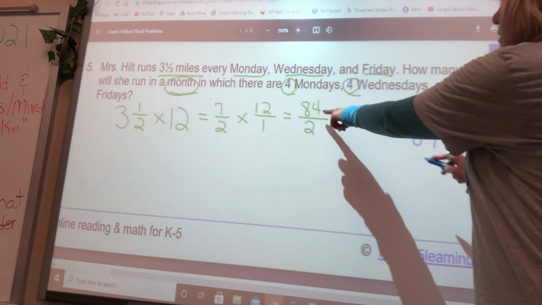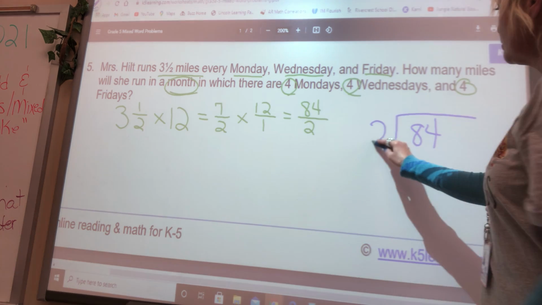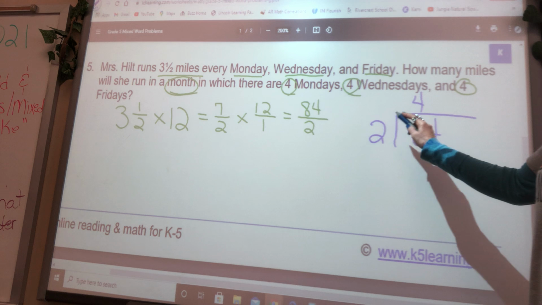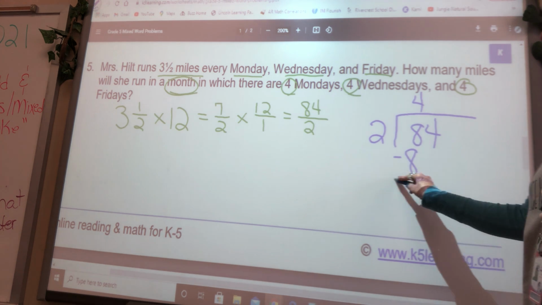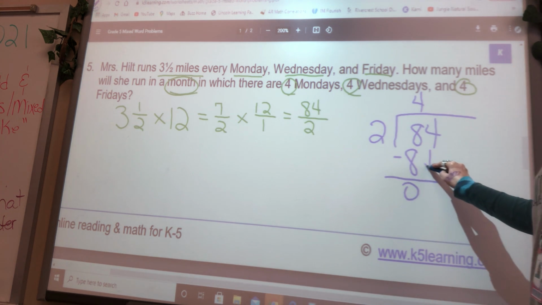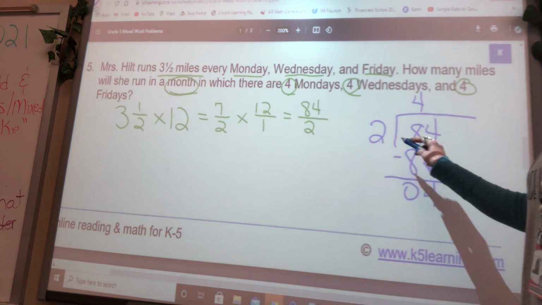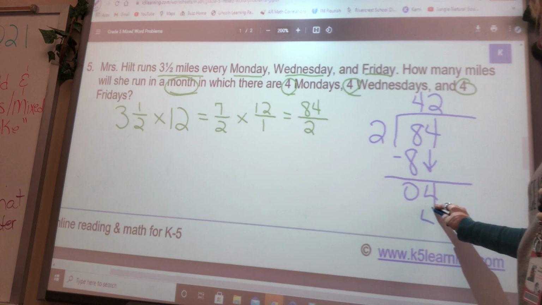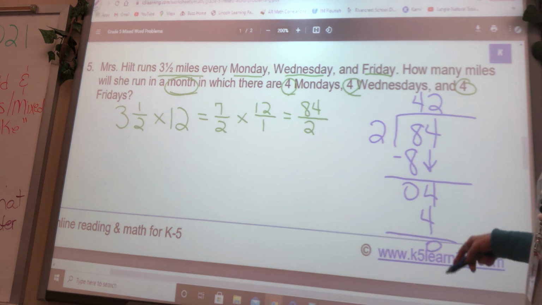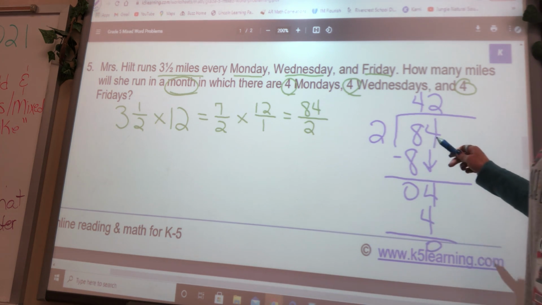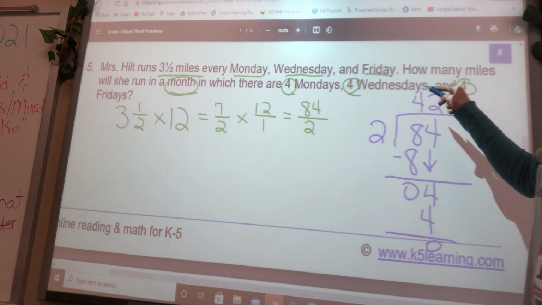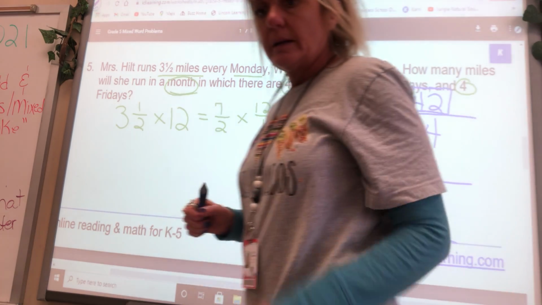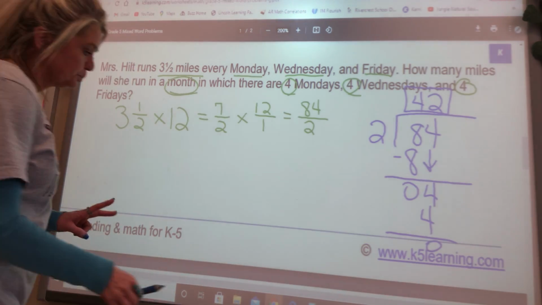84 divided by 2. 2 goes into 8 4 times. 4 times 2 is 8, and we subtract. Bring down our next number. 2 goes into 4 2 times. 2 times 2 is 4, and we get a 0. So, she ran 42 miles that month.